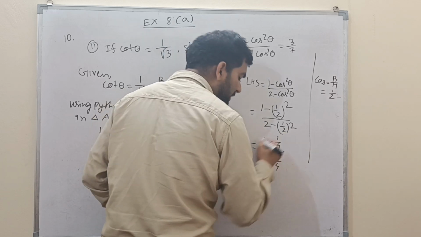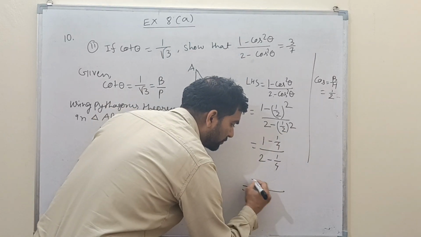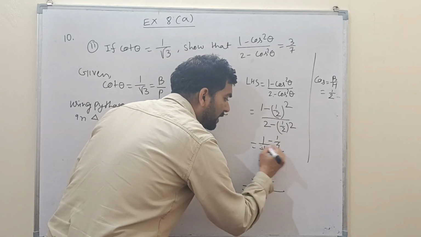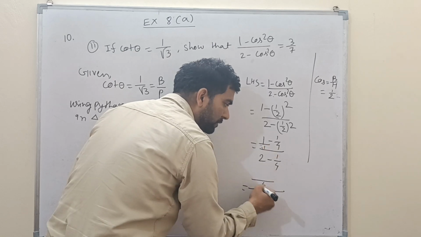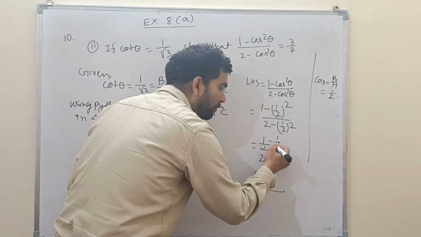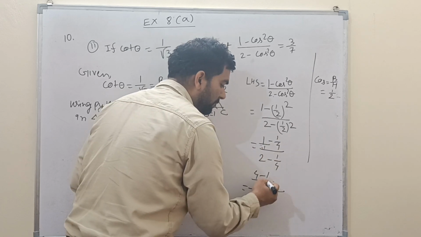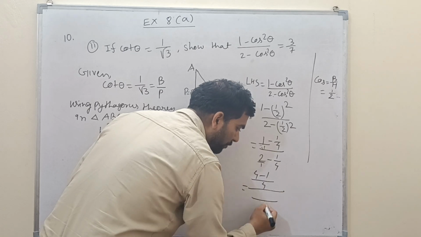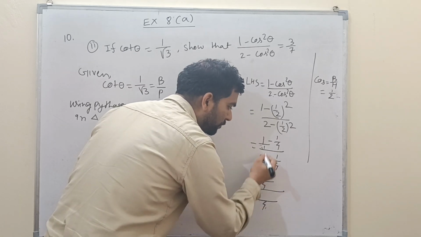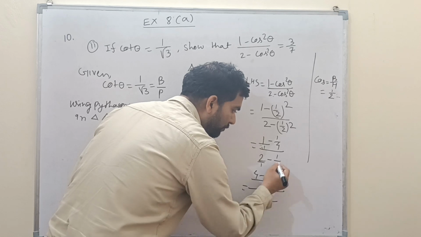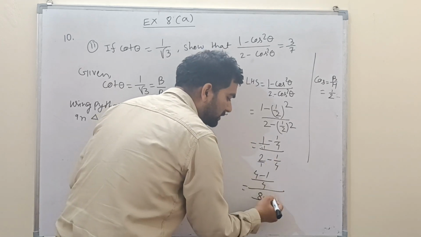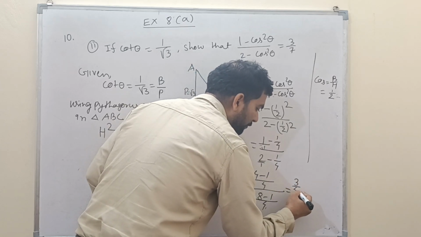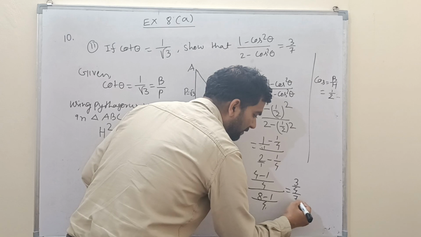Take the LCM as numerator part, so nothing here means 1 we consider, 1 and 4. So LCM of 1 and 4 will be 4. 1 4s are 4, so here will be 4 minus 1. Here also same thing, nothing means 1, so we take LCM of 1 and 4 will be 4. 1 4s are 4, so 4 2s are 8 minus 1. So next it will be 4 minus 1, it will be 3 by 4 here. 8 minus 1 will be 7 by 4.